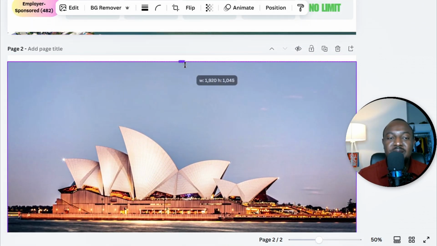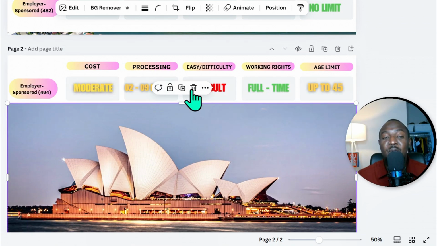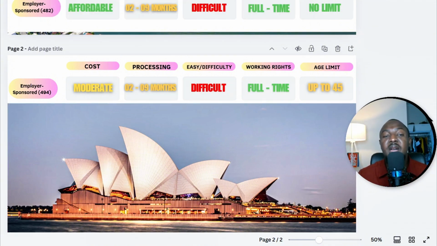Next on the list, we are almost done, guys. So next on the list is employer sponsored 494. So 494 basically means you are moving to a regional area to live and work for an employer. Cost is of course moderate. Again, it depends on when you find an employer. Processing time, you'll be looking around 2 to 9 months.